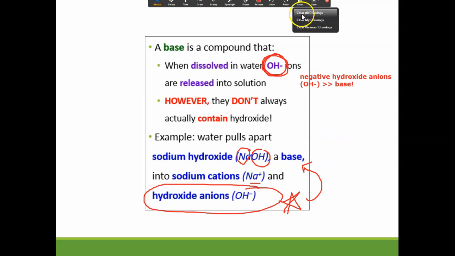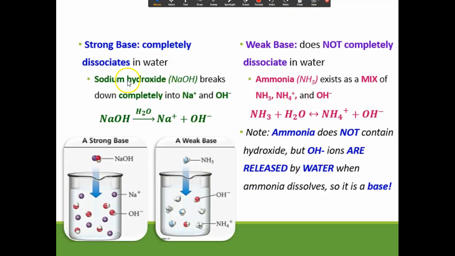Okay, so let's go ahead and take a look at weak and strong bases. Again, these have to just do with dissociation. A strong base doesn't necessarily have to hurt you if it's dilute enough, but a strong base is defined as completely dissociating in water. So taking a look here, sodium hydroxide completely breaks apart into those OH minuses, the hydroxide anions, plus the other part, which in this case is sodium. Okay, so you can see that right here.